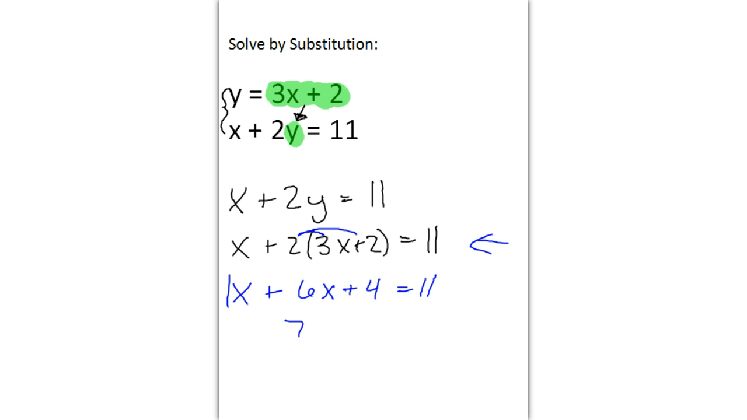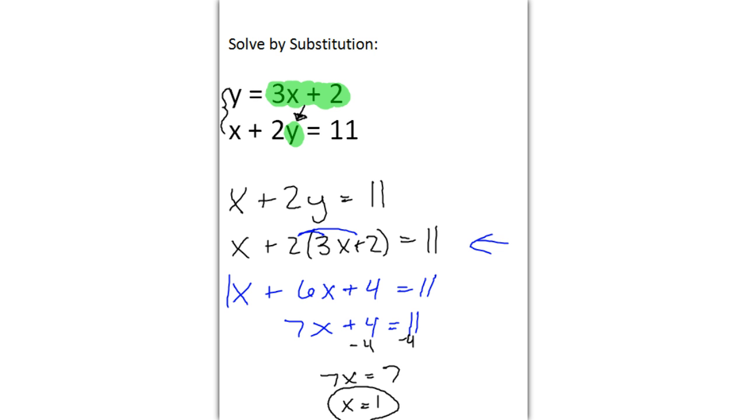We have a total of 7x plus 4 equals 11. And we'll subtract 4. We get 7x equals, what is that? 7. Divide by 7, we get x equals 1. So that's half of our solution right there.